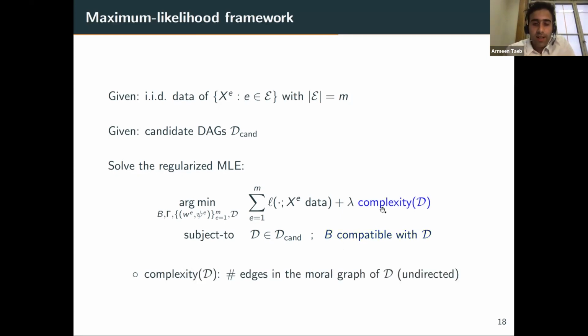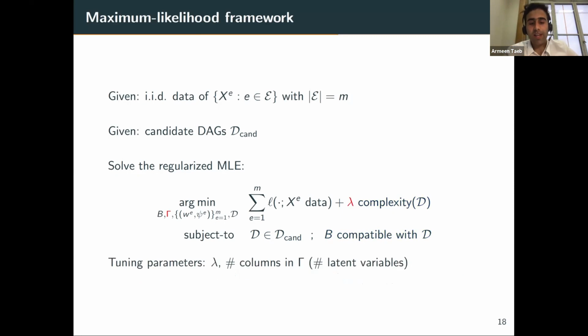And finally, this term penalizes the complexity of the DAG, and the particular penalty term that we use is the number of edges in the moral graph of the DAG, which is simply some undirected version of the DAG where you would add an additional edge when there's a V structure.